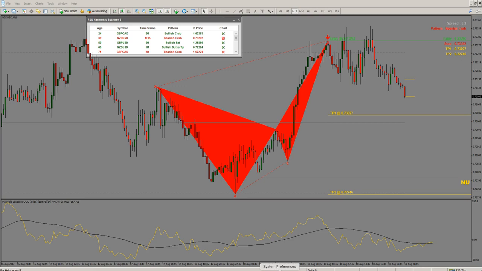Okay, how to find the perfect entry for these very nice harmonic patterns. You have to keep in mind, if you trade these patterns in 1 minute time frame, 5 minute time frame, and 15 minutes time frame, and 30 minutes time frame, that these patterns, they can heavily extend.